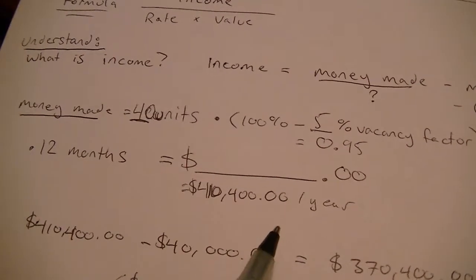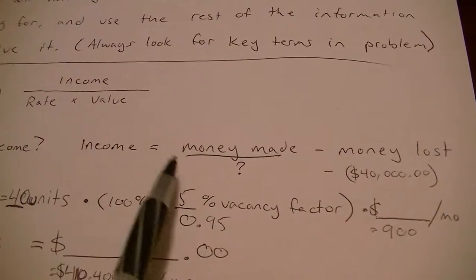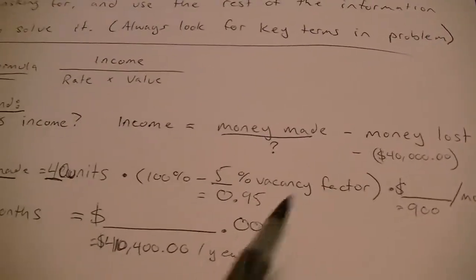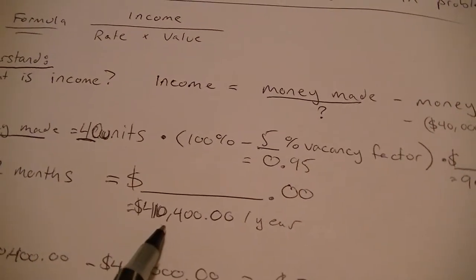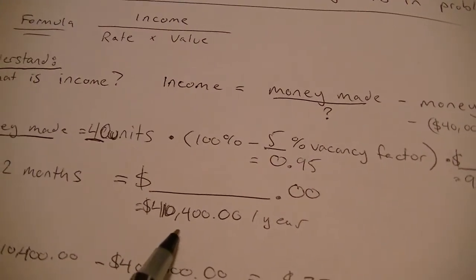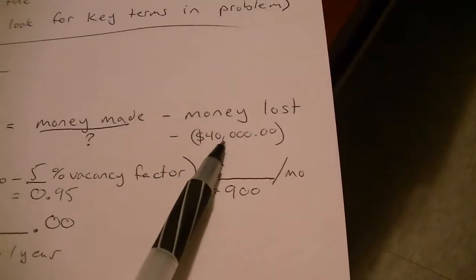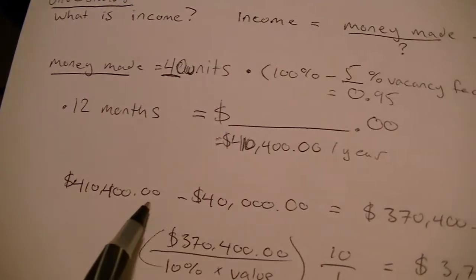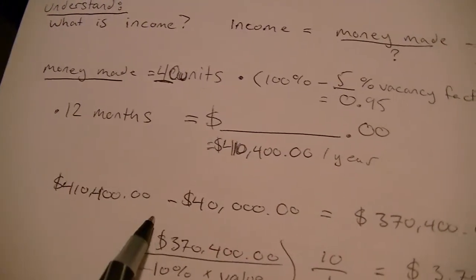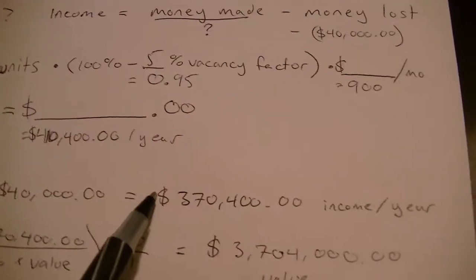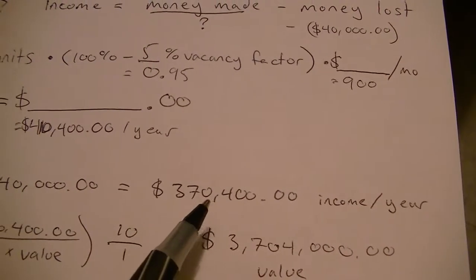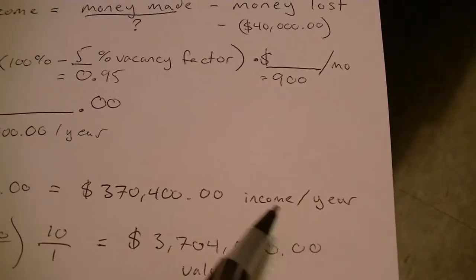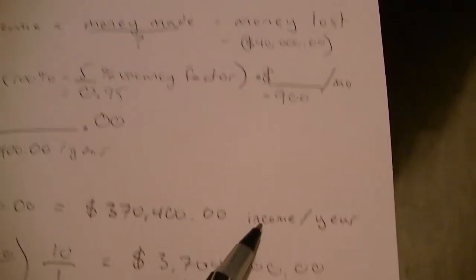So that's your money made. Remember, go back to that formula: income equals money made minus money lost. So now that you have money made, $410,400 per year, minus the money lost, $40,000 per year, then you go down here. 410,400 minus 40,000 equals 370,400 is your income per year. Notice that key word again, income.